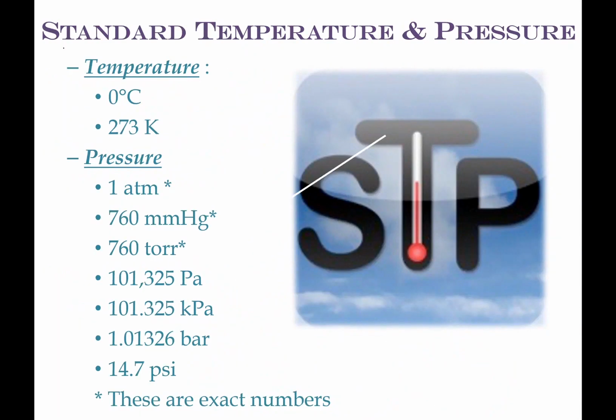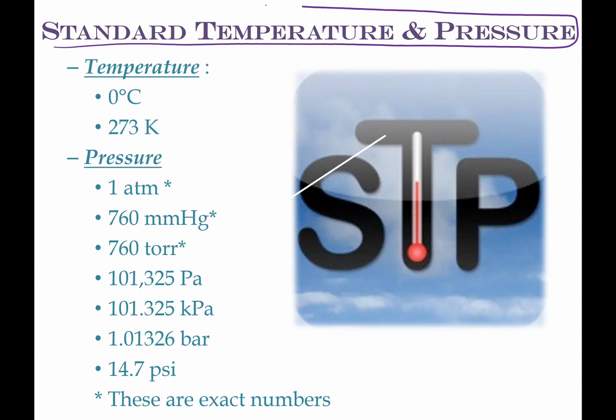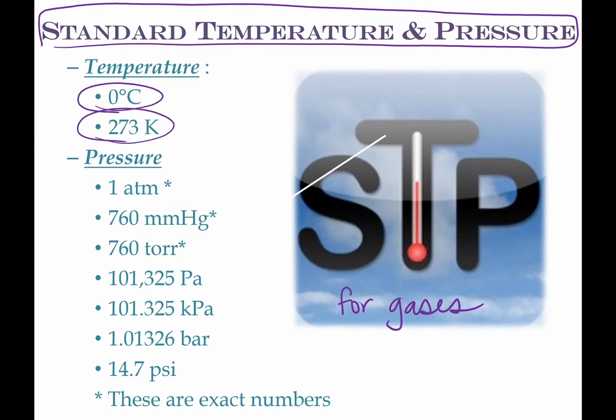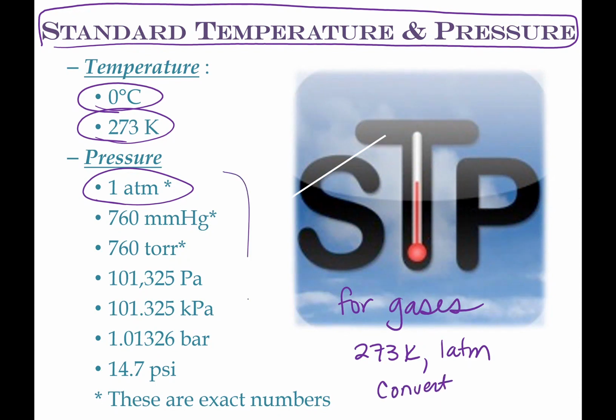Standard temperature and pressure is something that you are going to have to know what it means for gases. So STP for gases is 0 degrees Celsius or 273 Kelvin. I usually remember 273 Kelvin because after that I can convert to anything. And 1 atmosphere. So I remember it as those, and I can convert to any of the other units if I need it. But these are all the pressure units. And these are the temperature units.